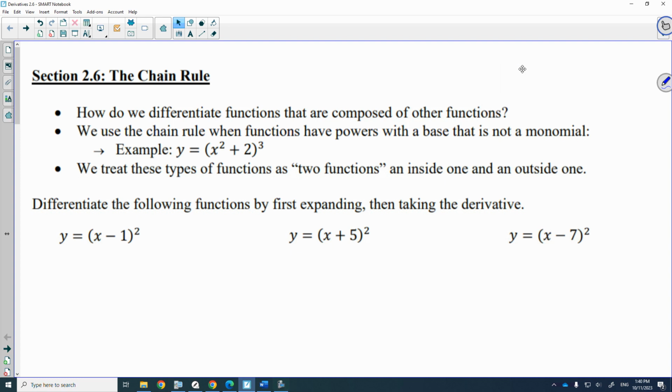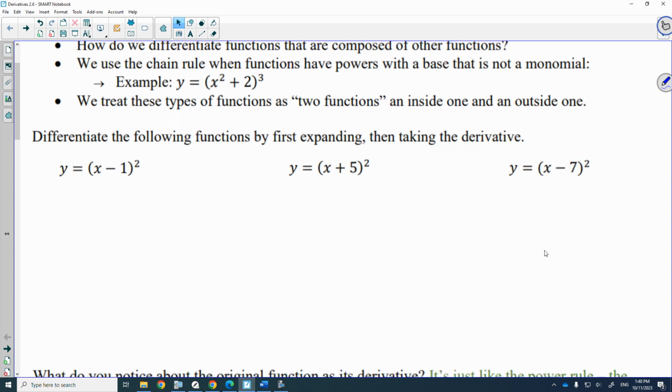Okay, so this lesson is 2.6, the chain rule. It's basically the last derivative rule that we need to learn. Before I explain what the chain rule is, or before we apply it, I'm going to show you how we could do these three just on derivative knowledge that we have up to this point. So it says differentiate the following functions by first expanding and then taking the derivative.